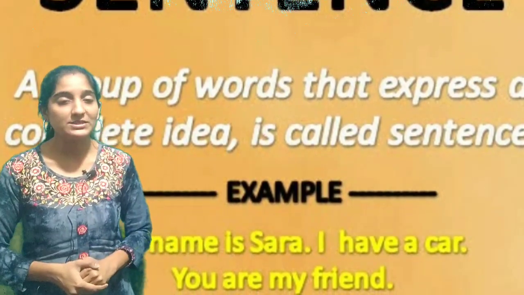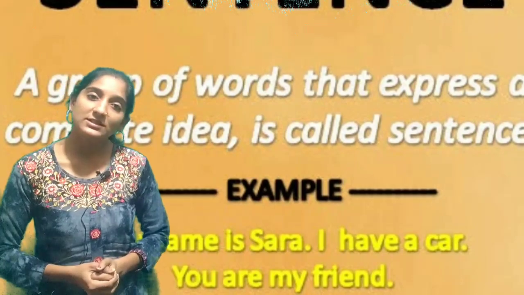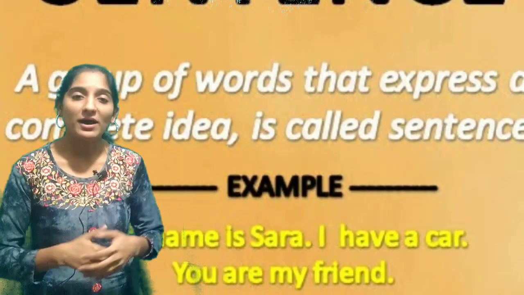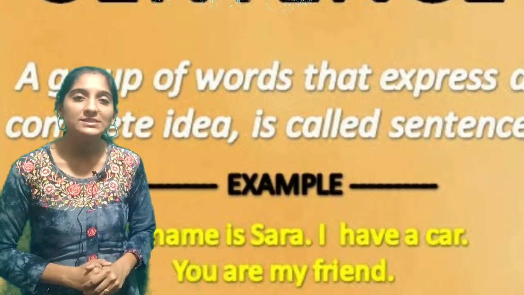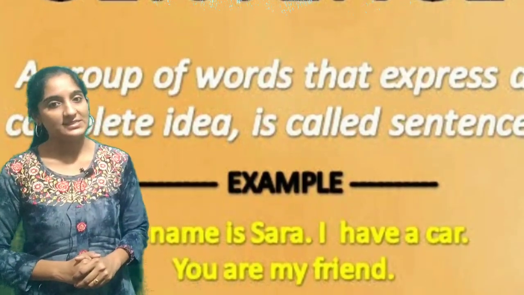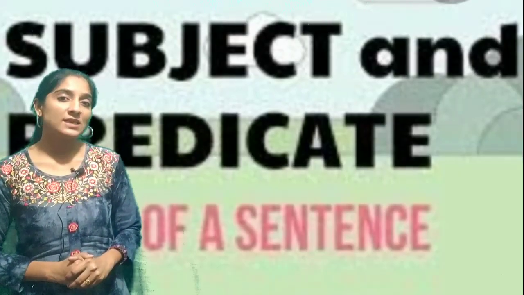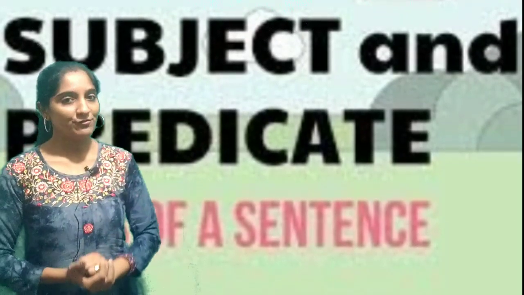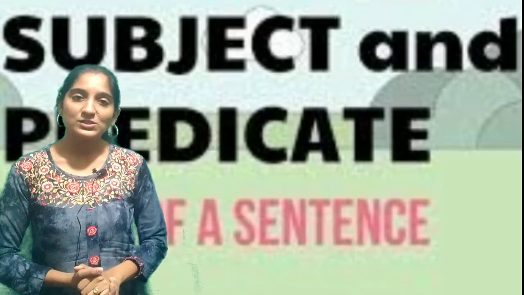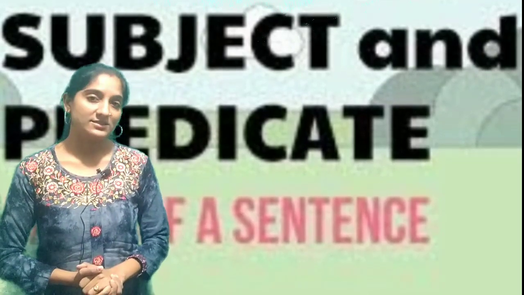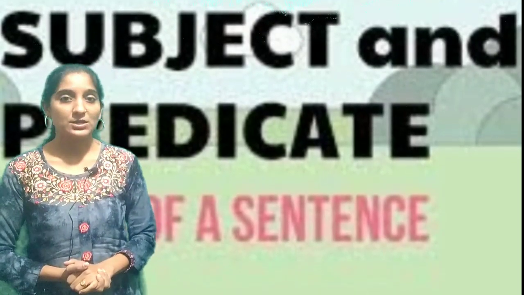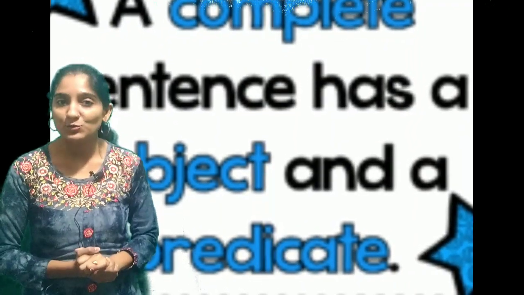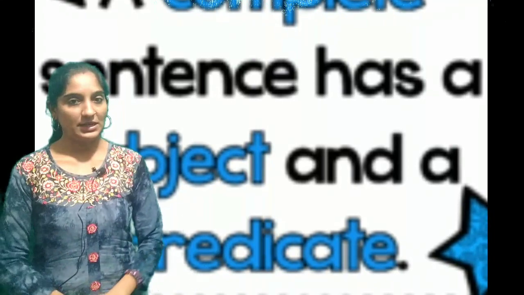Other examples we can take: I have a car. You are my friend. All these are examples of sentences. Now let's see the parts of sentences. There are two parts of a sentence. The first one is subject and the second one is predicate. A complete sentence must have a subject and predicate.